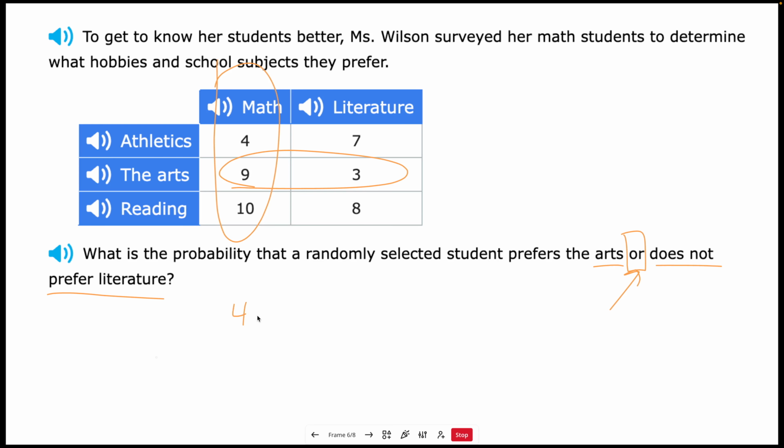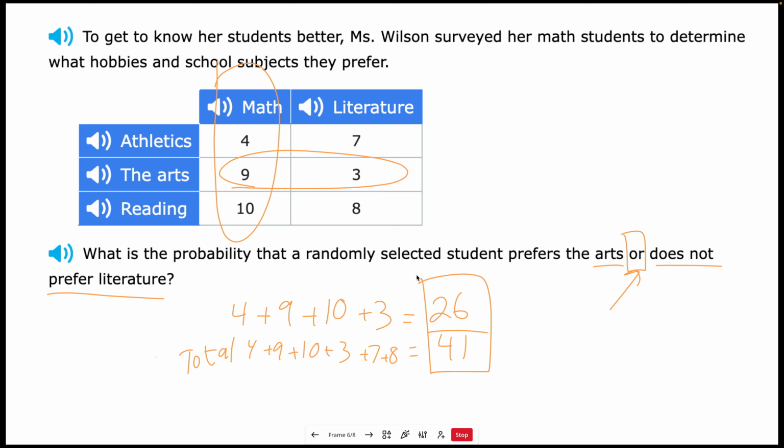So 4 plus 9 plus 10 plus 3. And that will give us, I believe, 26, yes. And then for the total, we do those same numbers plus the other numbers in the chart that we didn't add, plus 7 plus 8, and that will give us 41. So 26 out of 41, that cannot be reduced, so this is our final answer.